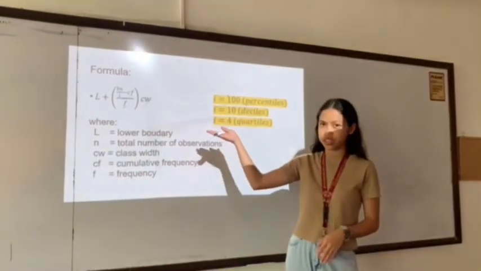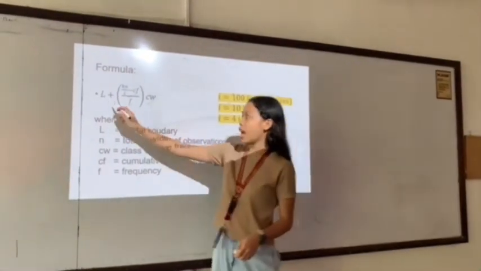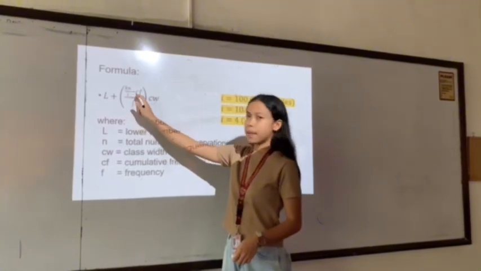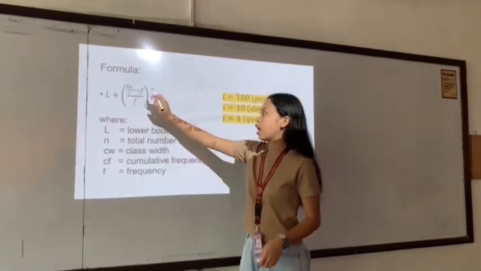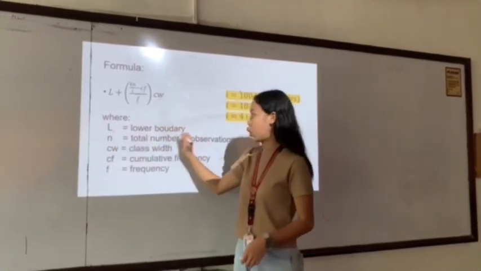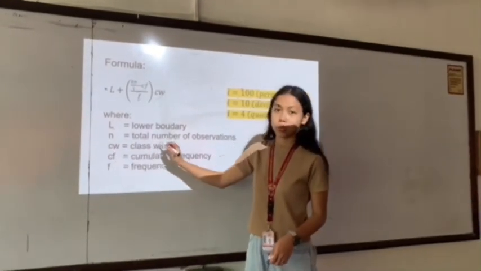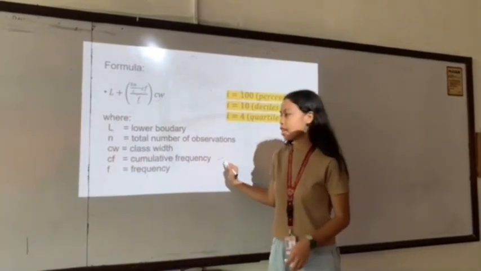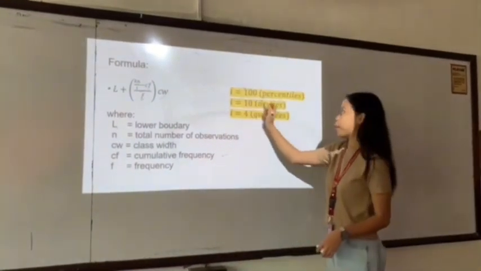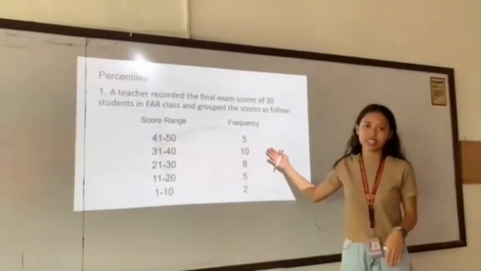Now, this is the formula to get and interpret the data: L plus (KN over I minus CF) over F times CW, where L is the lower boundary, N is the total number of observations, CW is the class width, CF is the cumulative frequency, F is the frequency, and I is for the percentile, decile, and quartiles. Now first, let us discuss the percentiles.